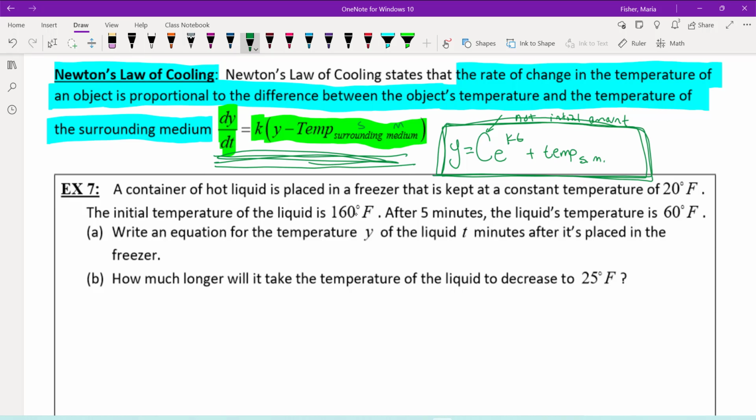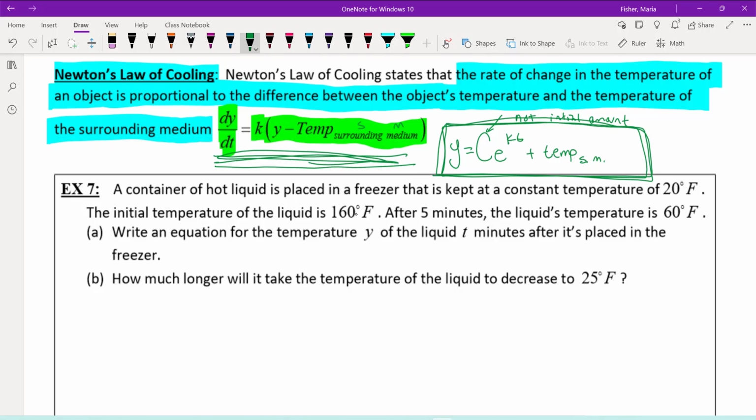So let's do number 7, where it's asking us to find an equation and then figure out how much time it's going to take for something to cool down. Number 7 says, a container of hot liquid is placed in a freezer that is kept at a constant temperature of 20 degrees Fahrenheit. The initial temperature of the liquid is 160 degrees Fahrenheit. After 5 minutes, the liquid's temperature is 60 degrees Fahrenheit. Part A, write an equation for the temperature y of the liquid t minutes after it's placed in the freezer. In Part B, how much longer is it going to take for the temperature of the liquid to decrease to 25 degrees Fahrenheit?